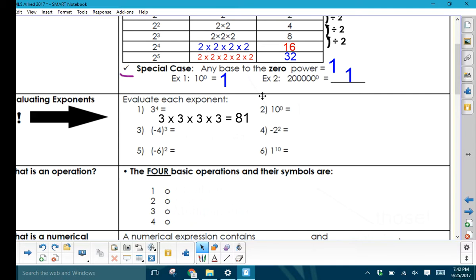10 to the 0th power, look at number 2. What is that? Oh, shoot. We just said any base to the 0th power is 1. So 10 to the 0th power had to be 1.